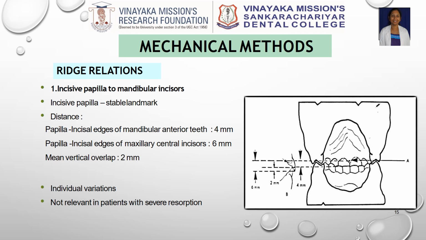First comes the ridge relationship. The incisal papilla is a stable landmark in the completely edentulous patient. So the distance between the incisal papilla to the incisal edge of the mandibular anterior teeth should be around 4 mm, and the incisal papilla to the incisal edges of the maxillary central incisor should be 6 mm. So the vertical overlap is about 2 mm. This is otherwise called overbite. So this might vary between individuals due to severe resorption.